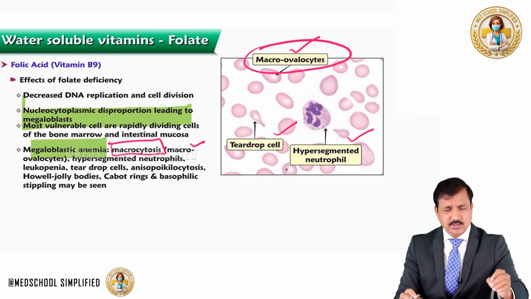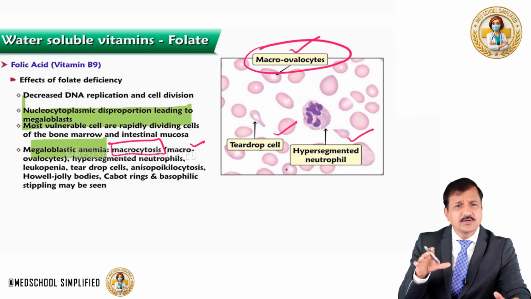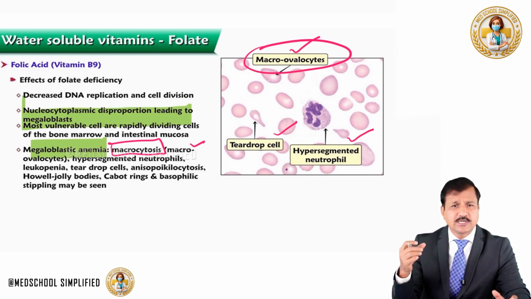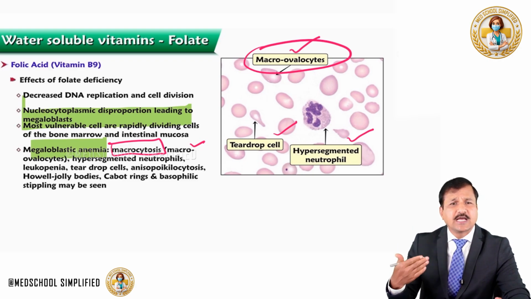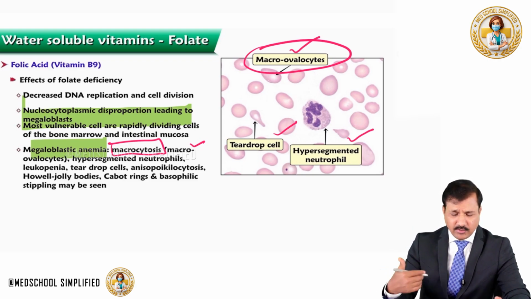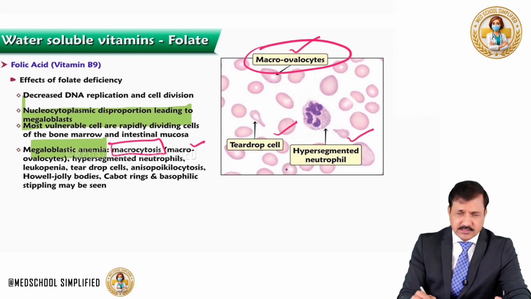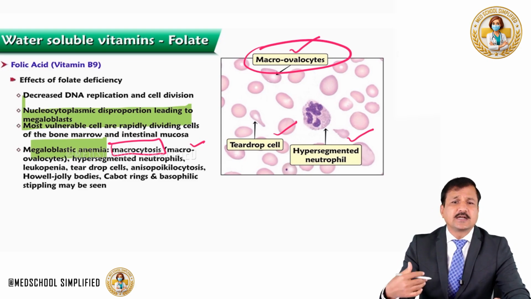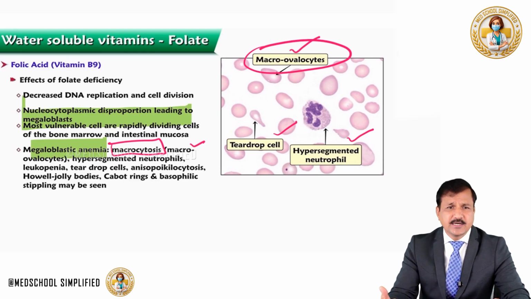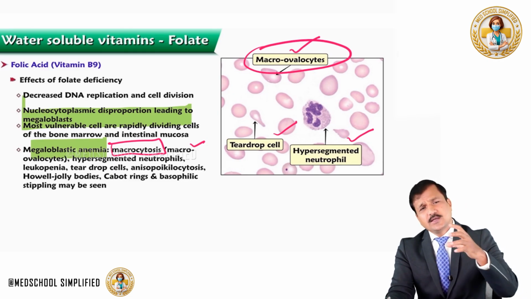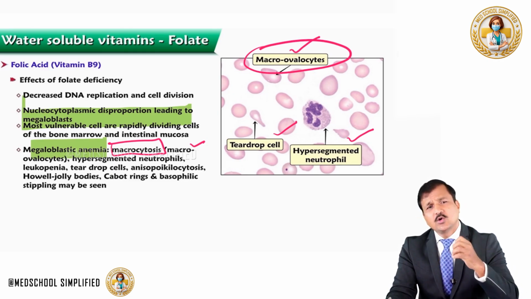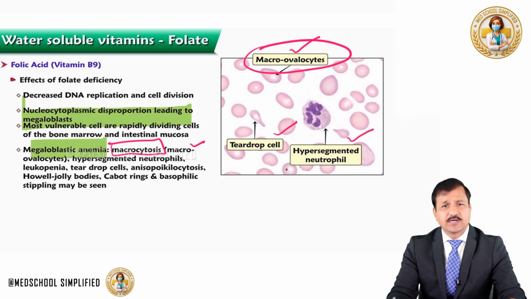Also, most macrocytes lack the central pallor because of lack of hemoglobin there. And also in the peripheral smear, you are going to see anisopoikilocytosis. Anisopoikilocytosis means there will be variation in the size and shape of red blood cells. So what kind of variation are we going to see? We are going to see ovalocytes, teardrop cells and fragmented cells usually found in the peripheral smear. And also we can see inclusion bodies. What kind of inclusion bodies? Howell-Jolly bodies, Cabot rings, basophilic stippling may be seen.